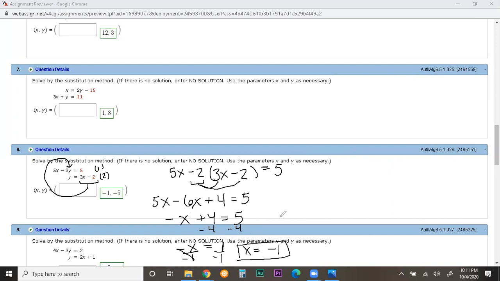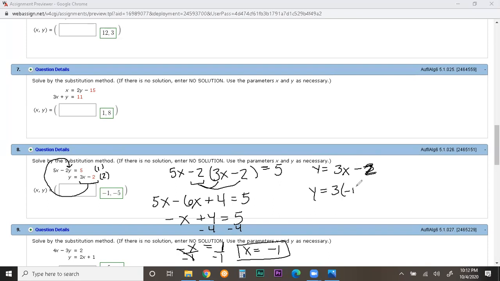Now that we have our x, don't go back to the first problem we did and plug it into the first equation, because that will be incorrect. For this problem, we have to plug it into the second equation, the equation that's already solved for y. That way, when we plug in the x here, we can just work it out and it's already set up as y equals.